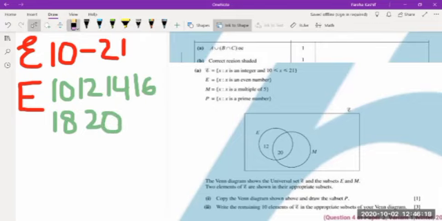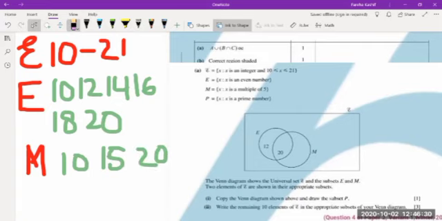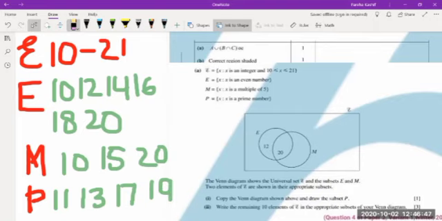Then, what about set M? M is a multiple of 5. So what are the multiples of 5? 10, 15, and 20. Then what does P say? P says X is a prime number. So where are the prime numbers? Firstly, we have 11, then we have 13, then we have 17, then we have 19, and that's it.